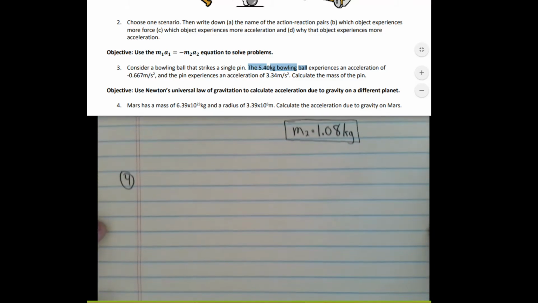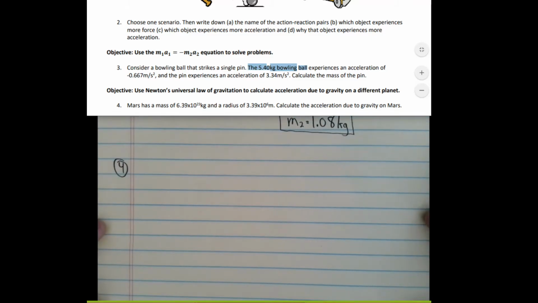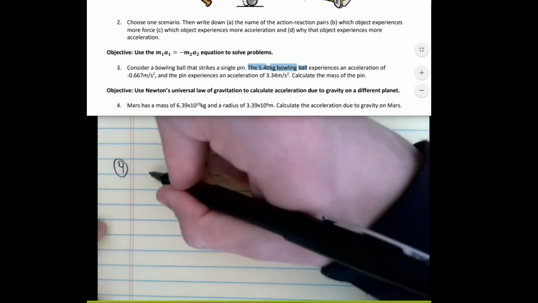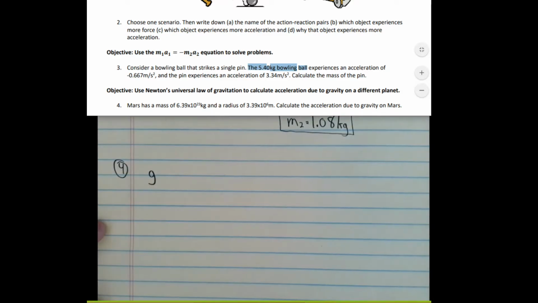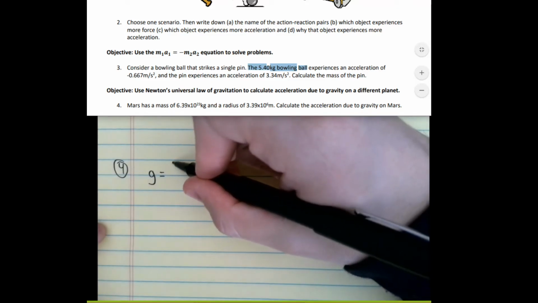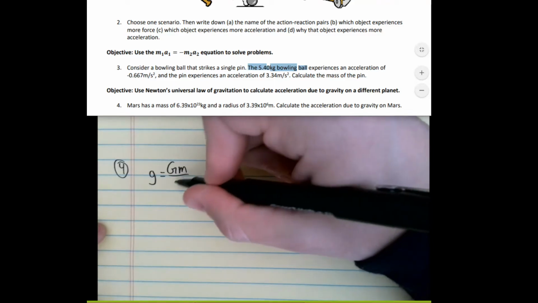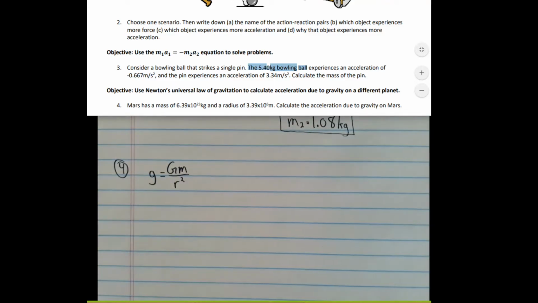Number 4. Mars has a mass of 6.37 times 10 to the 23rd kilograms and a radius of 3.39 times 10 to the 6th meters. Calculate the acceleration due to gravity on Mars. Acceleration due to gravity is lowercase g, and it only appears in two equations. It appears in this one, which is the definition of little g.